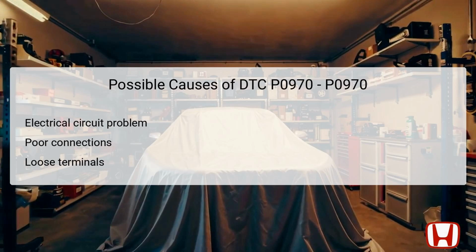The DTC P0970 is generally caused by issues within the electrical circuit related to the AT clutch pressure control solenoid valve C. One common issue could be an open circuit, which prevents the solenoid from receiving the necessary signals from the PCM. This disrupts its function and leads the transmission to enter a fail-safe mode, restricting it to certain gears.